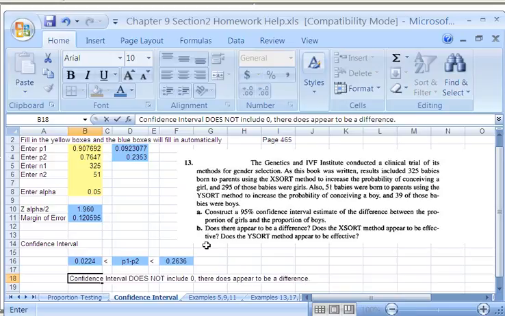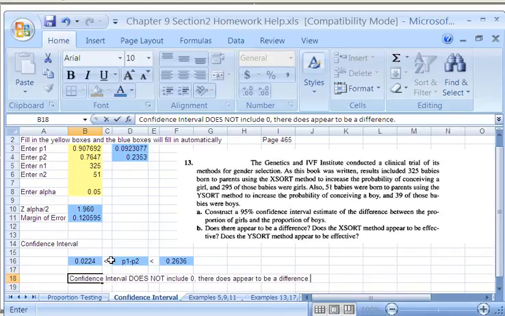Now we can look at our proportions. Up here, P1 is 0.91, P2 is 0.76. So yes, they both do appear to be effective. And it appears that our XSort method is a little bit more effective than our Y-sort method. But the main thing we want to notice is whether or not our confidence interval includes 0.